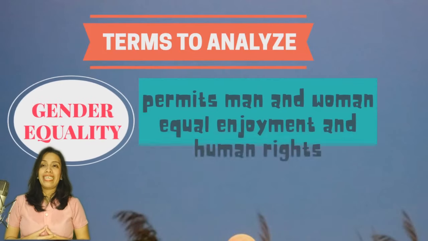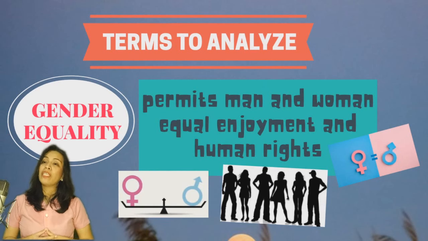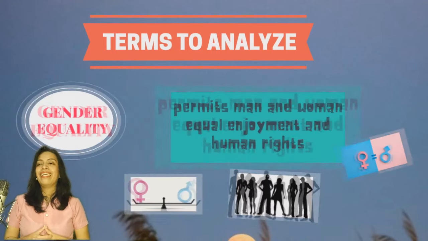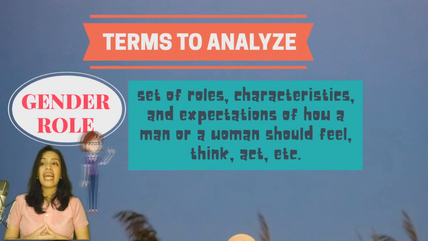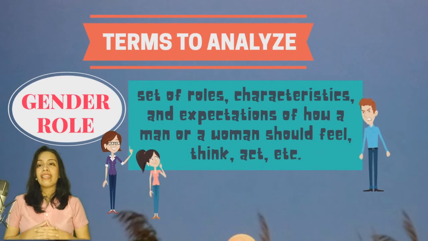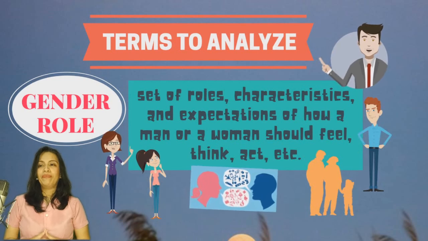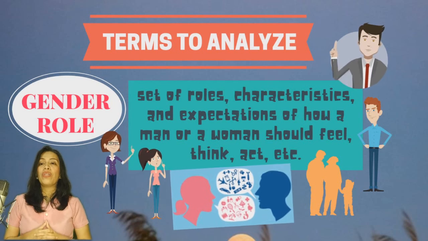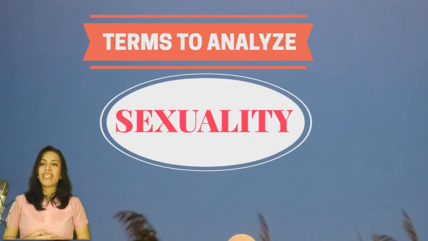Next is gender equality. It permits man and woman equal enjoyment of human rights. There is gender equality when people of all genders have equal rights, responsibilities, and opportunities. Next is gender role. It refers to the set of roles, characteristics, and expectations of how a woman or a man should feel, think, and act as influenced by parents, peers, and society. It is the role or behavior learned by a person as appropriate to their gender, determined by the prevailing cultural norms.